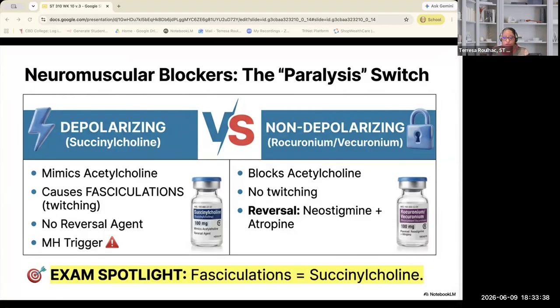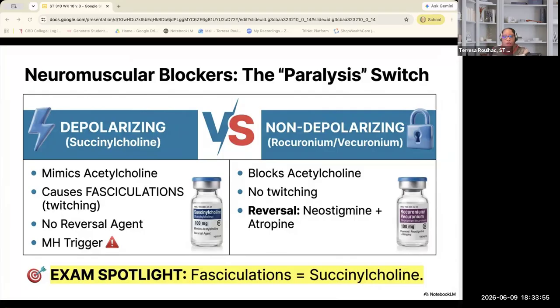Neuromuscular blockers are used to create skeletal muscle paralysis. This helps with procedures that require the patient to be completely still and also makes endotracheal intubation not only easier, but also safer.